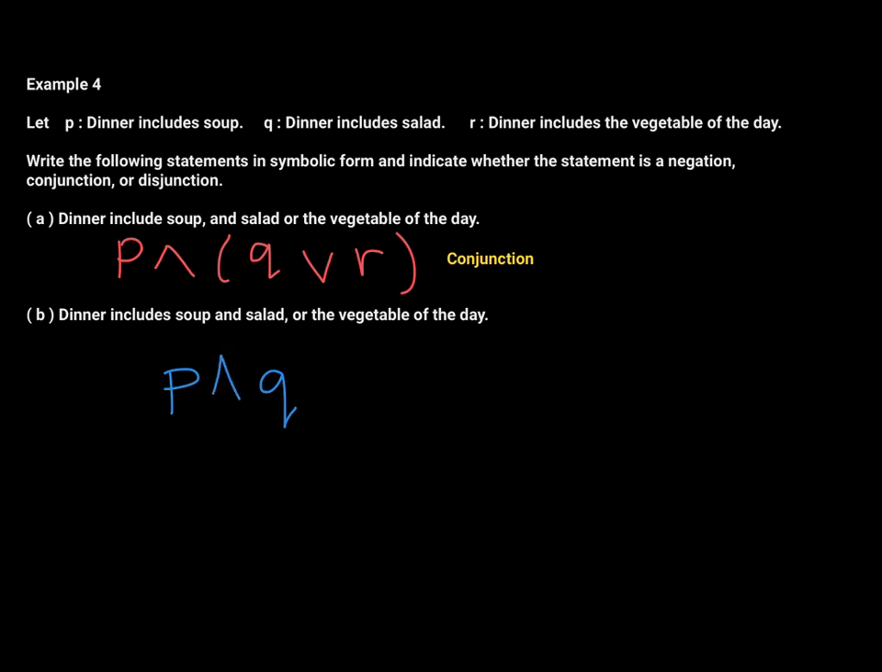But notice that there's now a comma. So that comma is grouping P and Q together. Okay, so this is soup and salad. And then after the comma, it says or the vegetable of the day, which is or R. Okay, now this symbol is a conjunction. It's inside the parentheses. What is outside the parentheses is considered what is happening last, or outermost, and you have a disjunction here. So therefore, this entire statement is a disjunction.